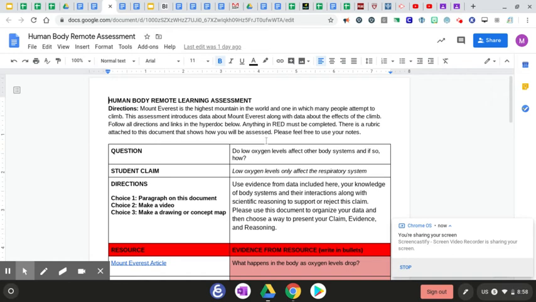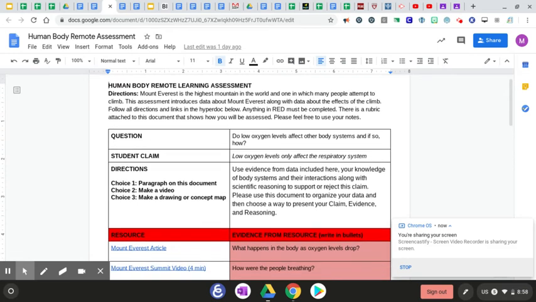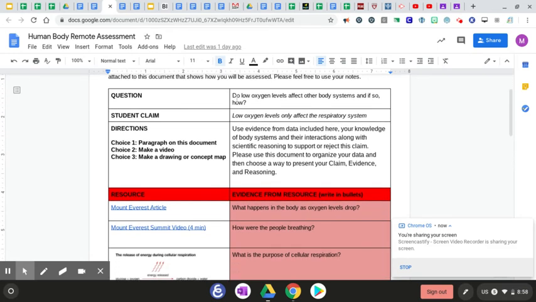Feel free to use any notes that you have at home, the internet, etc. The question that you're answering is, do low oxygen levels affect other body systems, and if so, how? A student claim may be low oxygen levels only affect the respiratory system. Your directions, you're going to use evidence from the data that's included on this document, your knowledge of body systems and their interactions, along with scientific reasoning to support or reject this claim. So you either agree with it or you don't agree with it.